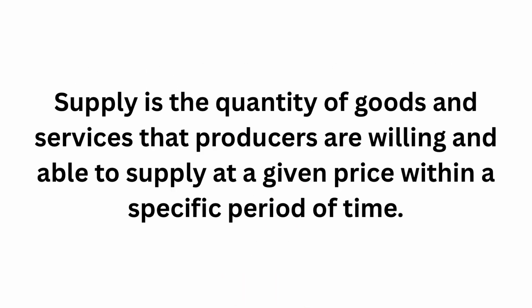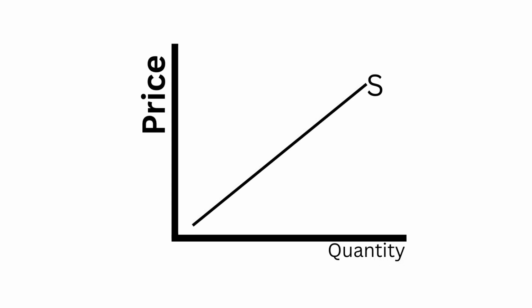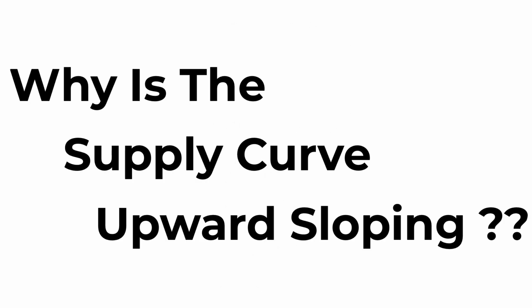Supply is the quantity of goods and services that producers are willing and able to supply at a given price within a specific period of time. On the graph, we have the supply curve, which is shown as an upward sloping curve with the price on the vertical axis and the quantity supplied on the horizontal axis. Now, the question on everyone's mind is, why is the supply curve upward sloping?